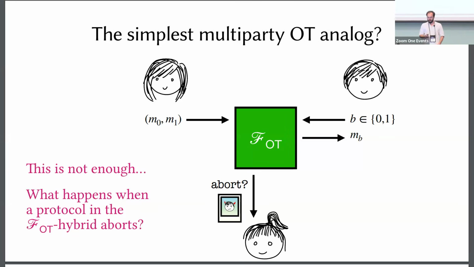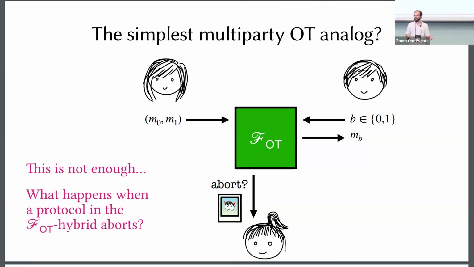But unfortunately, this isn't quite enough because we're going to be building a protocol in the hybrid model of this. And what happens if the protocol we build aborts? Well, somehow we're going to have to figure out who cheated. And here there's nothing binding anybody to their input. So it's possible that somebody could cheat just by putting the wrong thing into an OT instance and then later lying about it. And right here, we have no way to tell who lied about putting the wrong input into their OT instance.